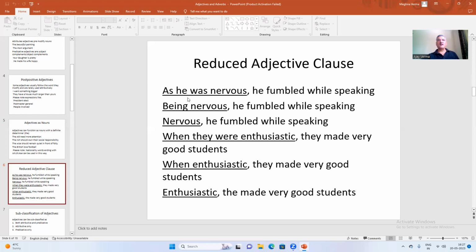Now, in this, the underlined part is actually an adjective clause. Now, this can be reduced in two ways. One, being nervous, he fumbled while speaking. Second, nervous, he fumbled while speaking.